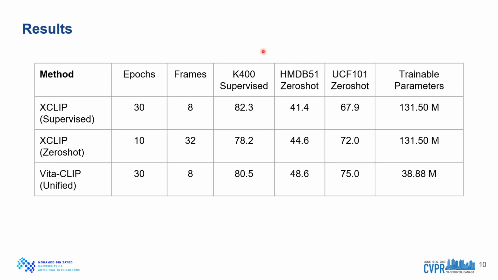Using this multimodal prompting scheme, we achieve state-of-the-art zero-shot performance. We outperform X-CLIP, the previous state-of-the-art, by 4% on HMDB51 and 3% on UCF101 zero-shot benchmarks. We also achieve competitive supervised performance and better supervised performance compared to the X-CLIP zero-shot model. And this is achieved through a single unified training scheme rather than having separate training schemes for the supervised and zero-shot settings. And we also optimize only 38.8 million parameters as compared to the 131.5 million parameters optimized by X-CLIP.